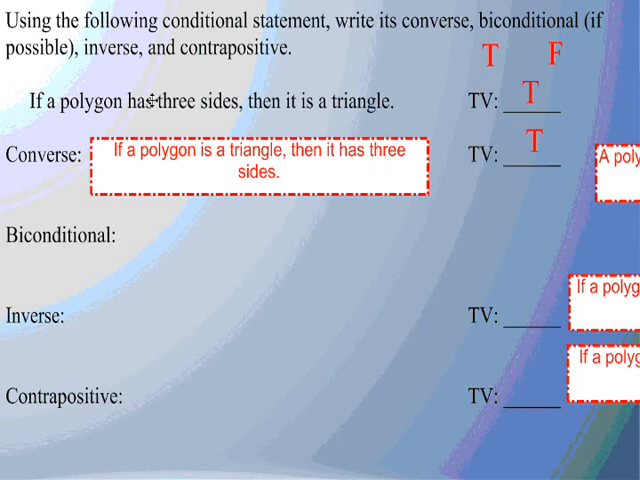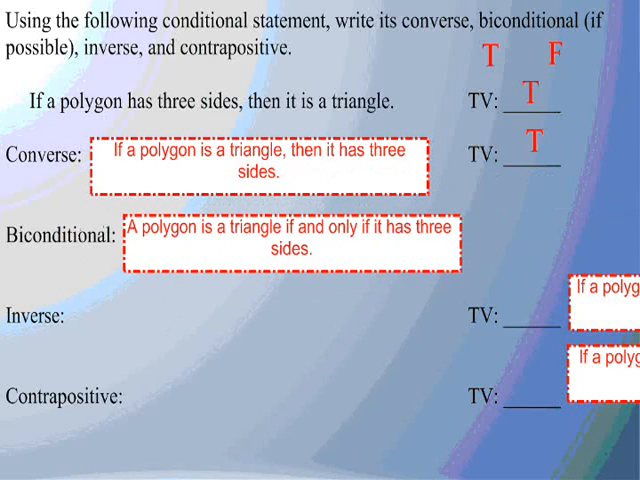If both my conditional and my converse are true, then I am able to write a biconditional. Biconditional is the one that has if and only if in the middle. So a polygon is a triangle if and only if it has 3 sides. And notice in this one, we stuck the if and only if in the middle of the converse because the order doesn't really matter because both of these are true.